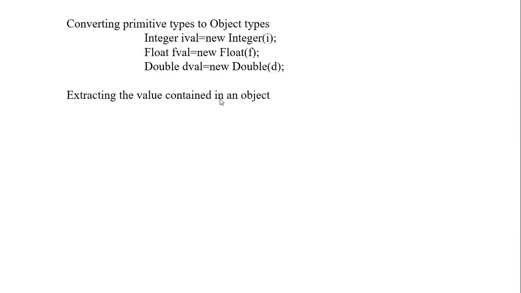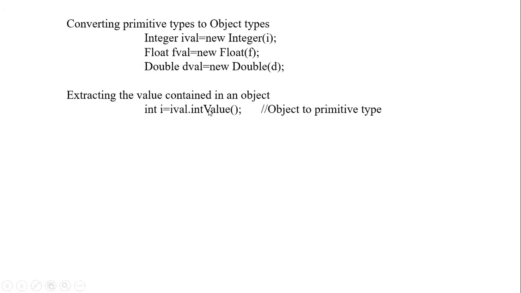Extracting the value contained in an object. Extracting, right? You have an object now, and that particular object's value you are assigning to a primitive type. I have an object called ival. From that I'm using a method called intValue. That means I am telling it to take out a value from this particular object. See, we have created an object here.